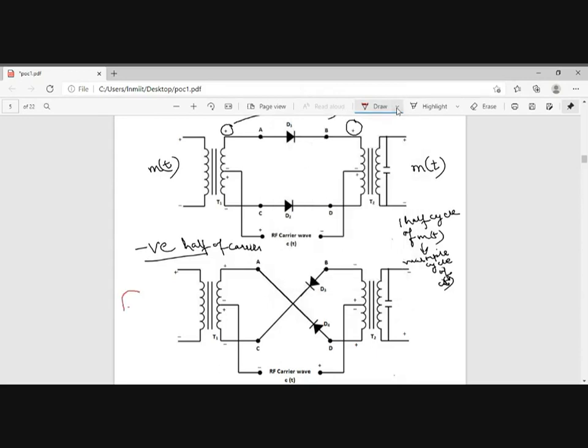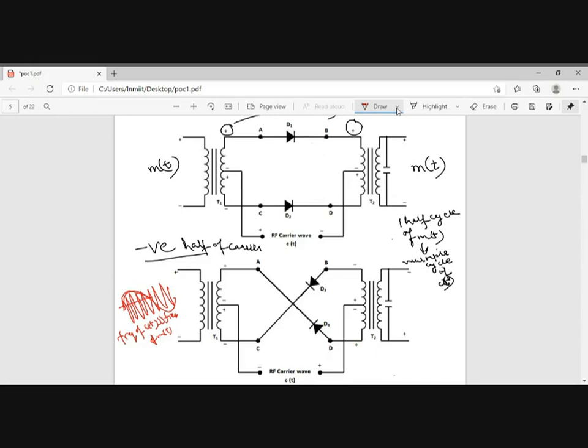Let's take this as a pulse, and if we are talking about the carrier, the carrier will have a higher frequency. So in a particular lobe or half cycle, there will be multiple pulses of c(t), because the frequency of c(t) is much greater than the frequency of m(t). So we are talking about m(t) to be positive or negative, whatever it may be, but we are talking about the negative half of the carrier. When we are talking about the negative half of the carrier, the circuit becomes this because D1 and D2 are off.